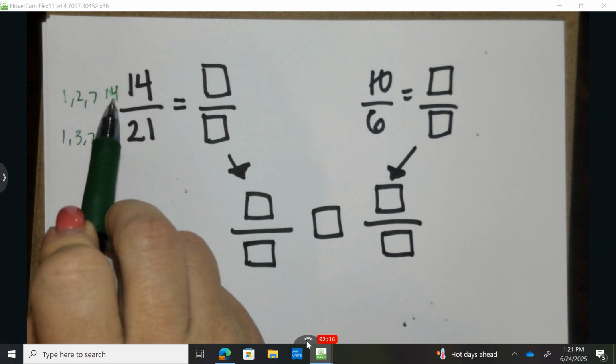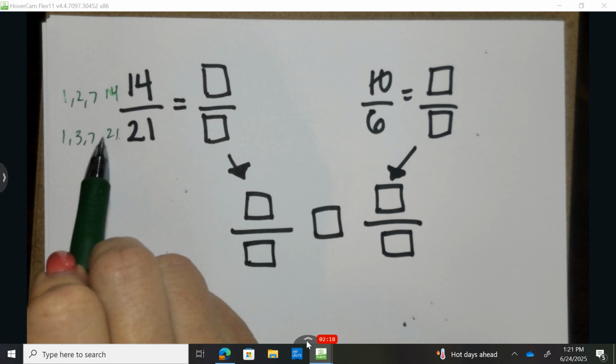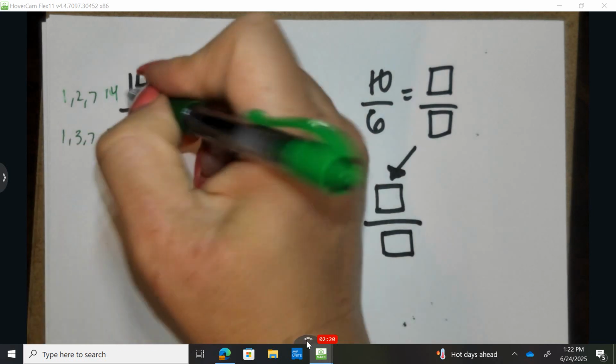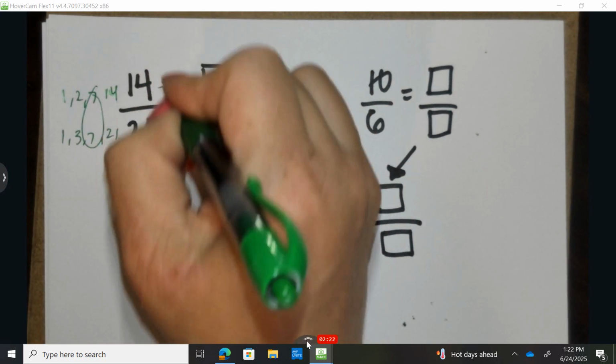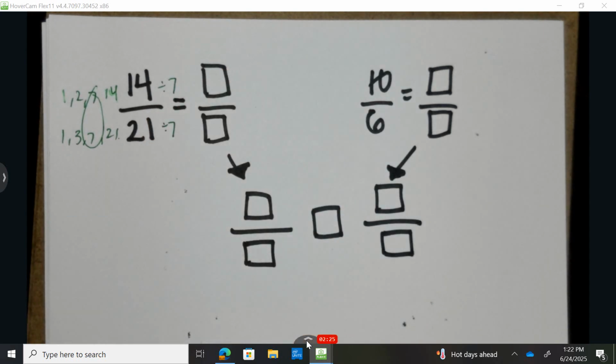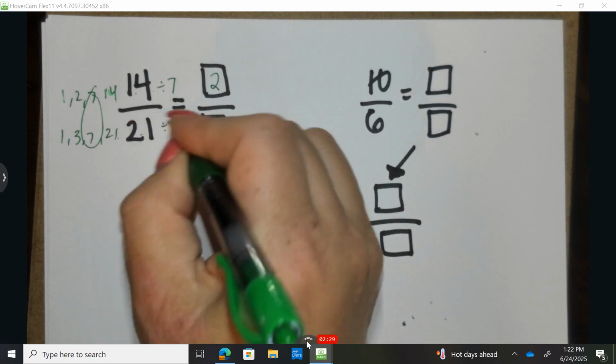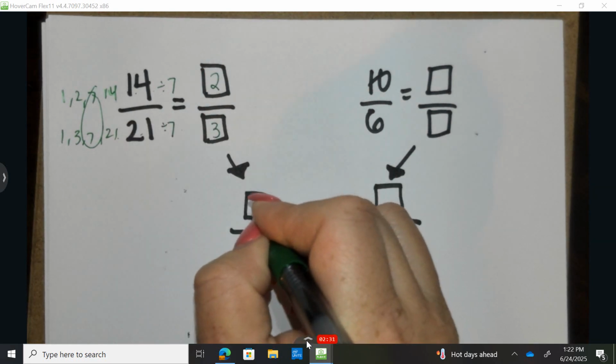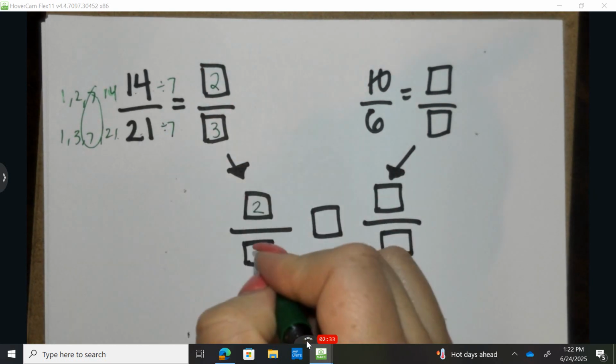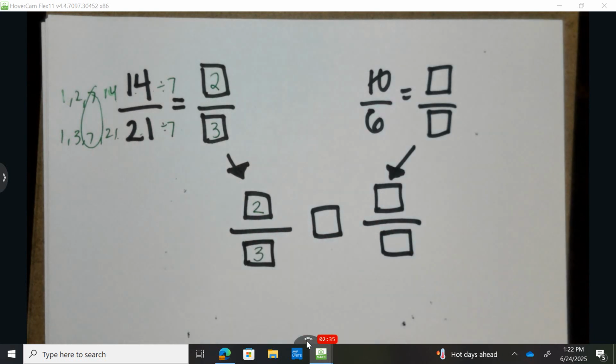Now the largest value in the numerator that's also in the list of factors for the denominator would be 7. So the numerator, the top number, and the denominator, the bottom number, are going to both be divided by 7. 14 divided by 7 is 2, and 21 divided by 7 is 3. I'm going to rewrite 14 over 21 as the reduced fraction 2/3.